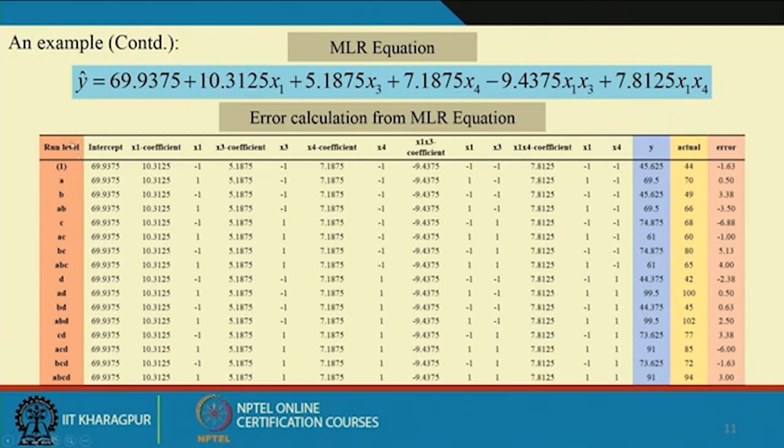These are the different run labels, this is the intercept, and using the Excel sheet we found out the error quantity. Why is error important? Because you have to do residual analysis, and that residual analysis will tell you whether the model is fit or not, whether the assumptions are violated or not. Also, from the regression point of view, you can find out the R square values and other things.